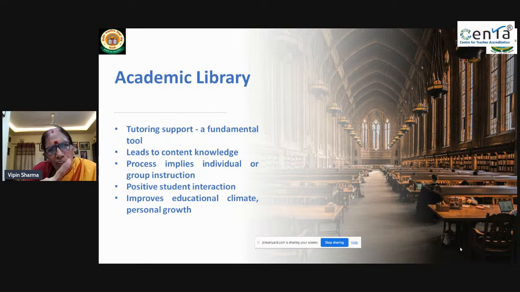Towards the end of the session, I'll show you two pics. There is a digital library and a physical library. This academic library is a physical library. It is very, very important how libraries do help the children.